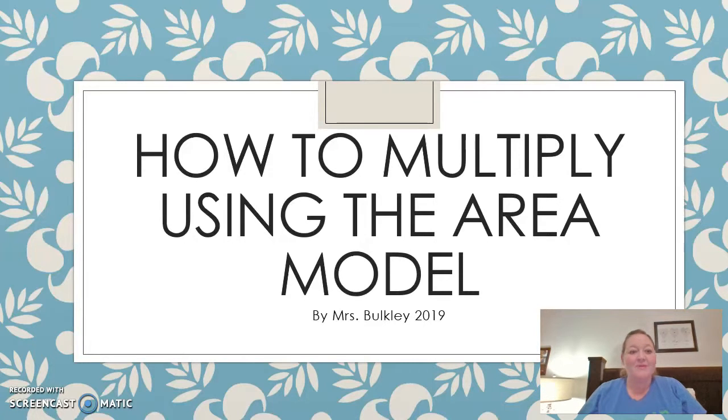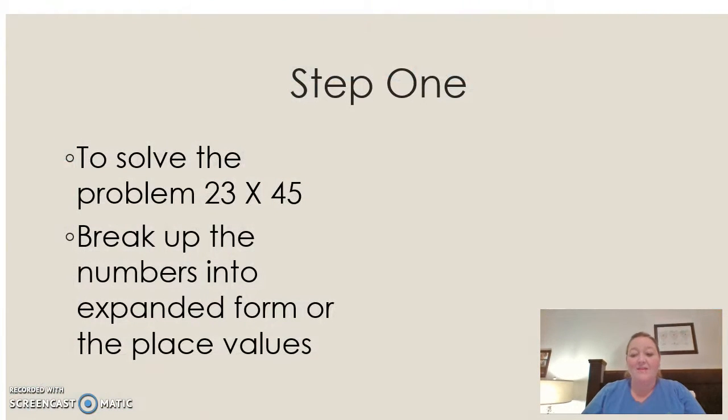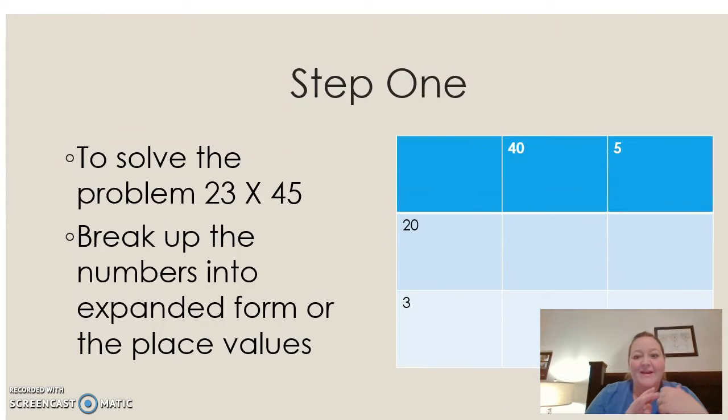Okay, so how to multiply using the area model. Here we go. So step one, of course, is to solve the problem by breaking it up into place value. So we want to use that expanded form that we've worked on since the beginning of the year. 23 is going to break up into something and something. What will it be? Well, in our case, we're going to make a chart, and it's going to be 20 and 3 and 40 and 5.